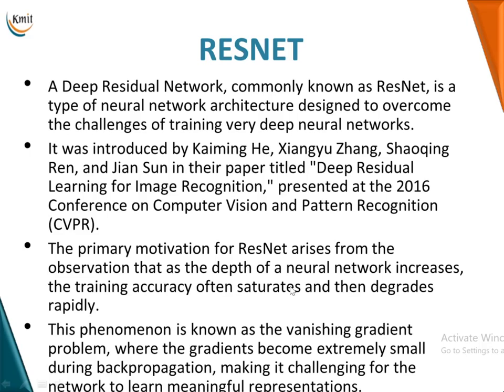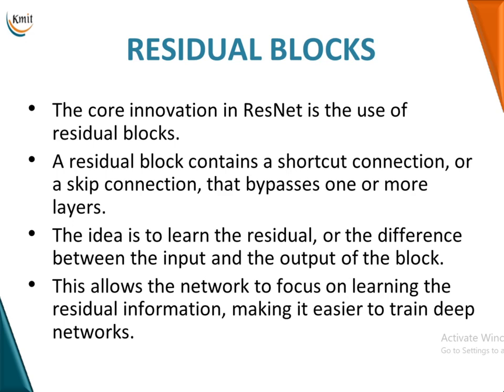Basically, when you are moving back in the backpropagation calculation, the gradients become very, very small, which makes it very difficult to update your parameters and makes it challenging for learning to happen. So ResNet overcame this because it used residual blocks. So what are these residual blocks?